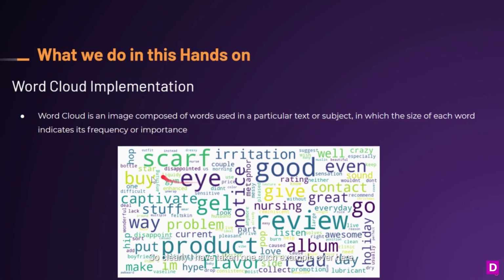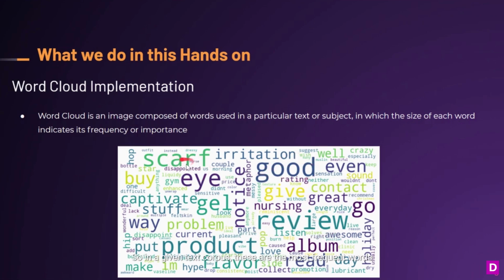So clearly I have taken one such example over here. The below image is the word cloud. So why is this actually called a word cloud? Because it is a cloud of words, with the word or a particular term with the highest frequency appearing with the highest size. You can clearly see words such as product, review, good, I, scarf, etc.